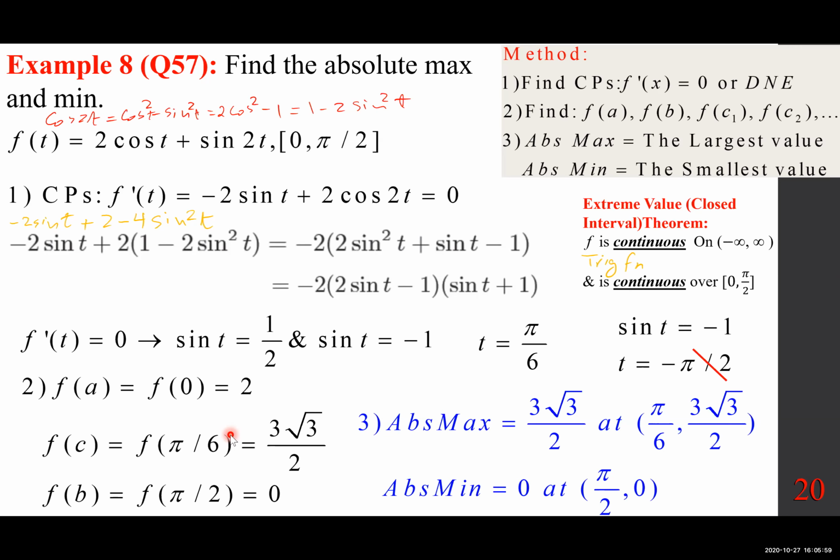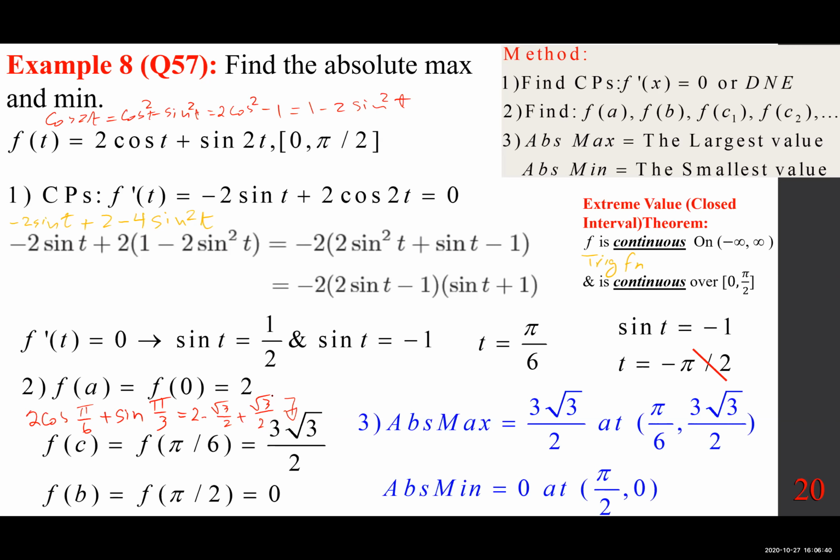So if I'm interested in calculating for pi over 6, everybody, we put 2 cosine of pi over 6 plus sine of 2 times pi over 6, that means pi over 3, which is 2 times square root of 3 over 2 plus square root of 3 over 2. That means we have 3 of them. I hope everybody's comfortable with that. We have 3 of them.